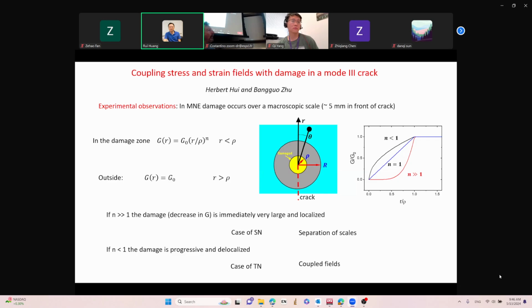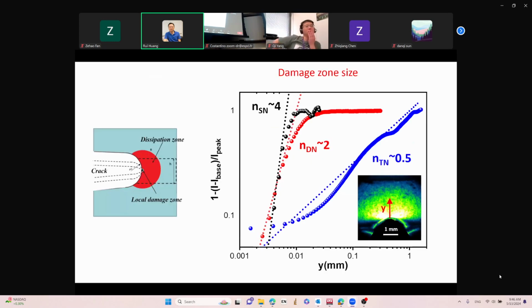Looking at this in a general way, what can we say? First of all, we can look not at the G over G0 directly, because we can't measure the modulus directly, but we can measure the damage directly. We can measure fluorescence, which has some direct connection with the modulus.